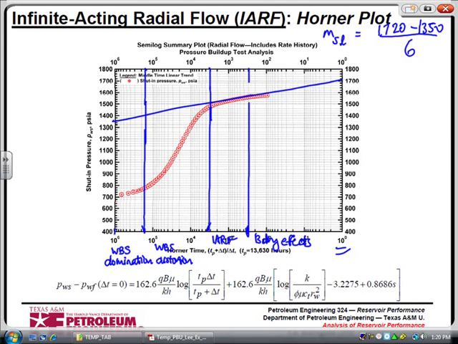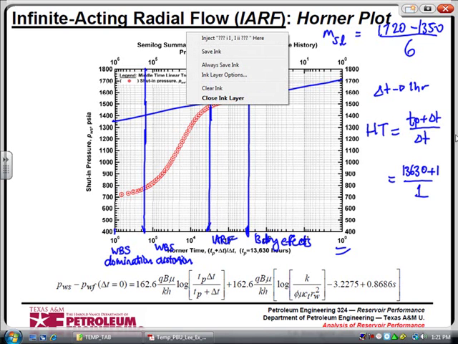So the PWS at 1 hour will be tricky because you are looking at delta T at 1 hour, but we are using the Horner time. So we need to calculate the Horner time, TP plus delta T over delta T. At 1 hour, that is 13,631. Where is 13,631 on this graph? Remember, it's going backwards. This is 10,000. This is 20,000. So it's somewhere in between here. If you use a fat lead pencil, that'd be okay.